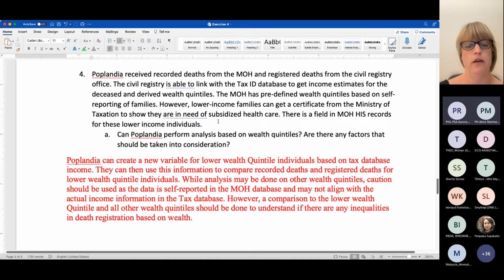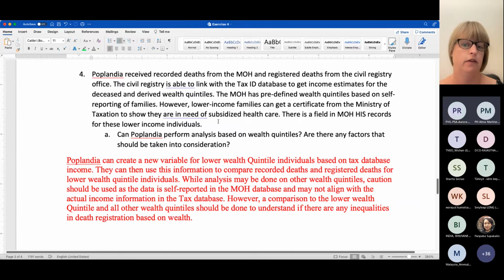So what you would be able to do is probably also define what is considered low income from the Ministry of Taxation and then compare that to income that you see in Civil Registry. And in that way, you would be able to define your lower wealth quintile. So there's no problem there. And you can compare registration of the lower wealth quintile to all the other quintiles to see if there's any difference.